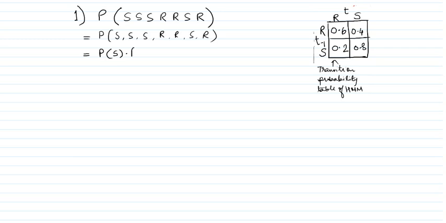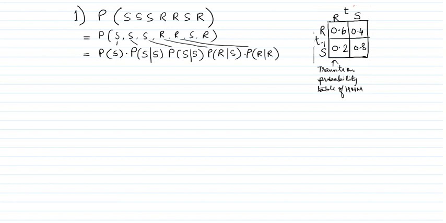Then P of this S given the earlier S. For this one I am writing P of S given S. For this one I may write P of R given S. For this one I may write P of R given R. So this may continue with P of S given R, then P of R given S.